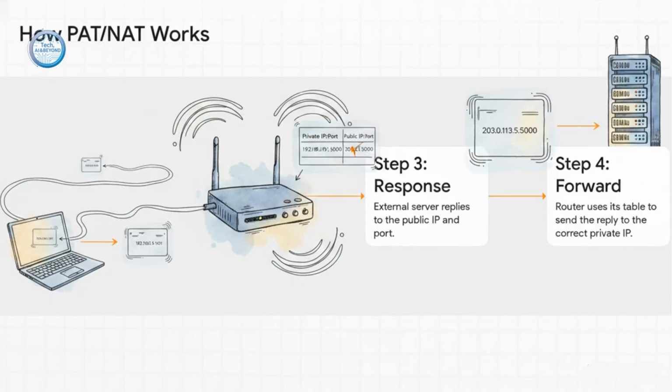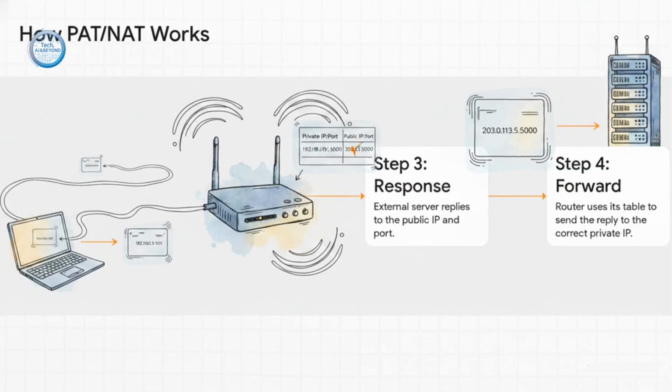Okay, so let's walk through exactly how that receptionist does its job. Step 1, your laptop sends a request out to a website from its private IP. Step 2, your router grabs that request. It swaps out the private source IP with its public IP. And this is the crucial part, it also attaches a unique port number. It keeps a little note of this swap in a translation table. Step 3, the website sends its response back, but it sends it to the router's public IP and that specific port. And finally, step 4, the router looks at the port number, checks its table, finds the match, and says, this one's for the laptop, and forwards it along.